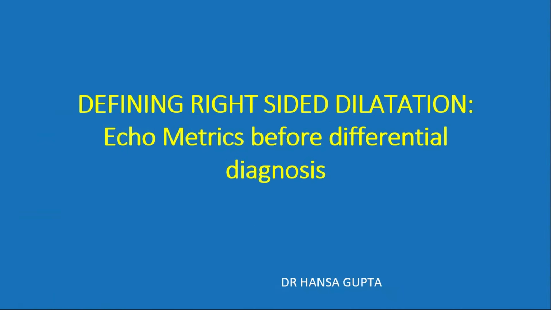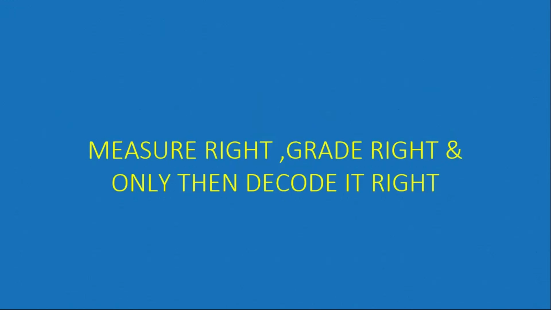So let me begin with a very interesting topic, the dilated right heart, which is generally given as a step treatment, but it often makes us stuck with the diagnosis, where are we standing. So today we'll be learning the echo metrics before learning the differential diagnosis. And if we measure right, grade it right, we can decode it right.